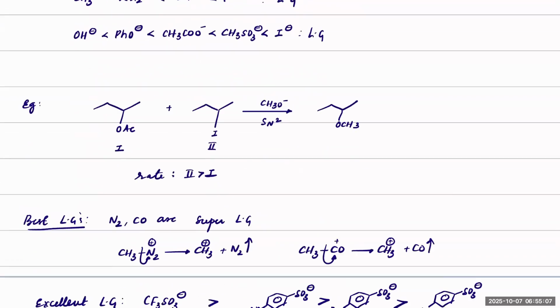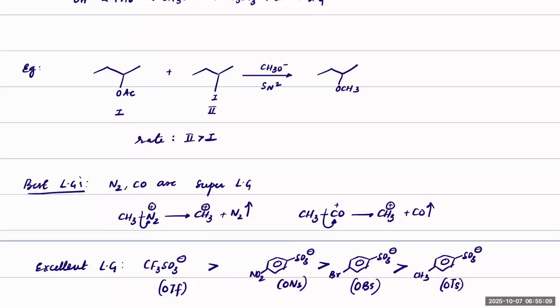Okay. So notice, if this is the 1 and 2 case, both of them are reacting in the presence of CH3O minus. So CH3O minus can attack here, and it can attack here. Where is the rate more? Obviously, I minus is a better leaving group, so 2 is greater than 1.